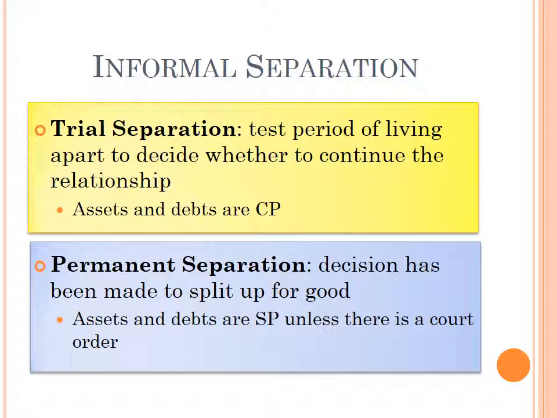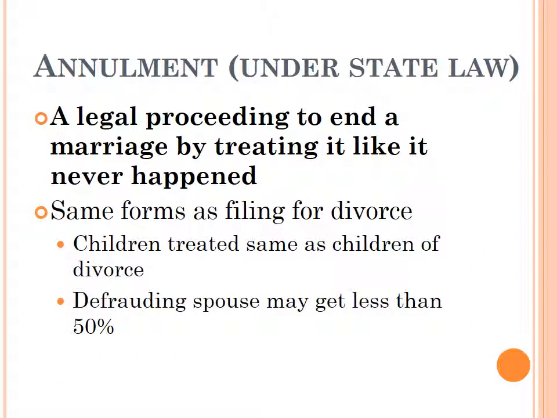If the couple decides that they are not going to be able to work things out and they need to split up for good, then that would be a permanent situation. They've made the decision that this is no longer a trial period, they are going to split up for good, and in this situation, any assets or debts which happen after the permanent separation is decided upon will be separate property unless there's a court order for the spouses to either split it or for it to go to a specific spouse.